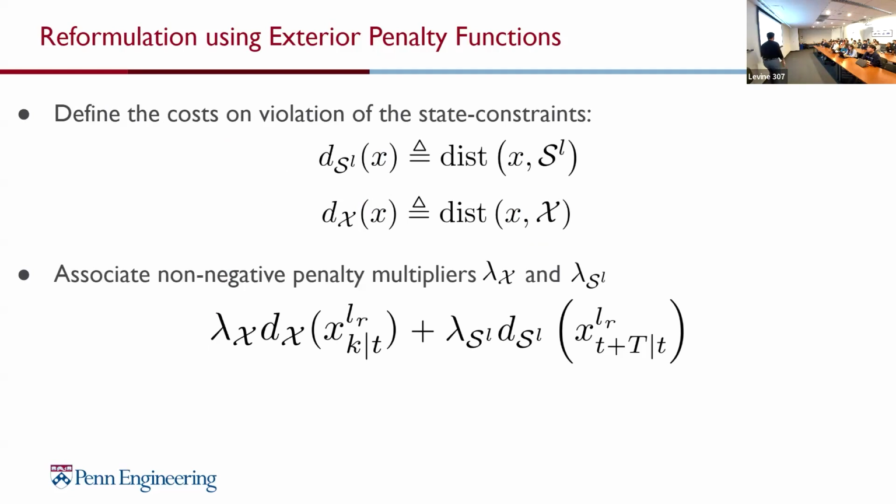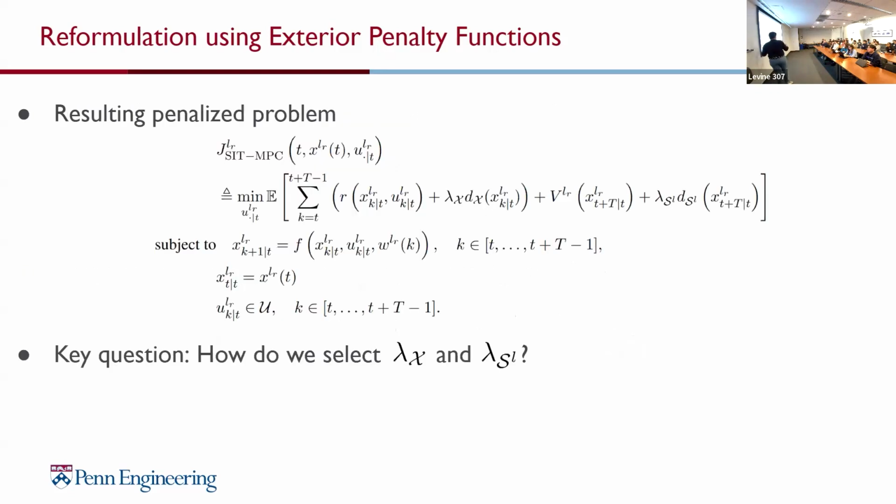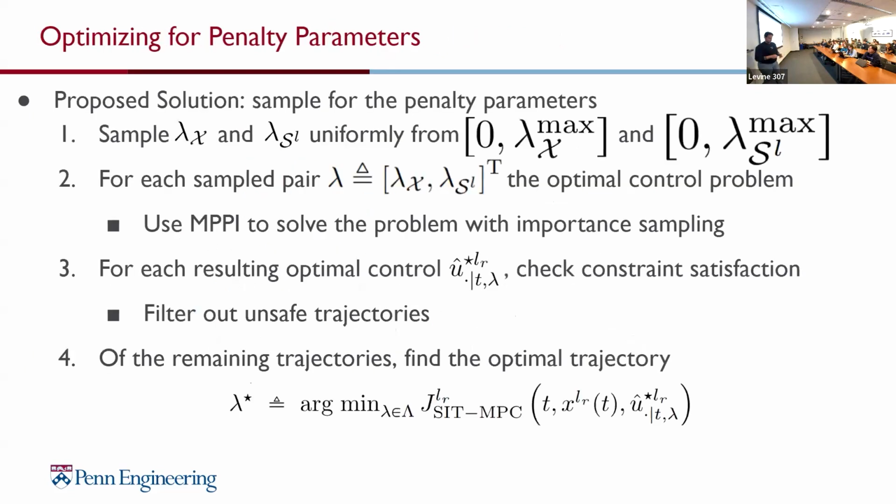This is relatively standard work. We're adding just penalties on the violations. This is something that is done in previous work. But the main question that we're trying to ask is, how do we select lambda X and lambda S to ensure that we can get safe trajectories while at the same time not being too conservative, so that we wouldn't be able to learn iteratively for optimizing the race. And the answer that we're proposing is a sampling of the penalty parameters themselves.